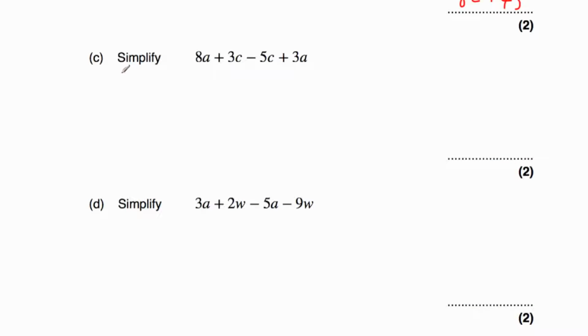Okay, our next part, 17c, says to simplify 8a plus 3c minus 5c plus 3a. So let's do our a's. 8a plus 3a, that's going to be 11a. And then we've got 3c take away 5c. Well, 3c take away 5c would be minus 2c because 3 take away 5 is minus 2. So the answer is 11a minus 2c.